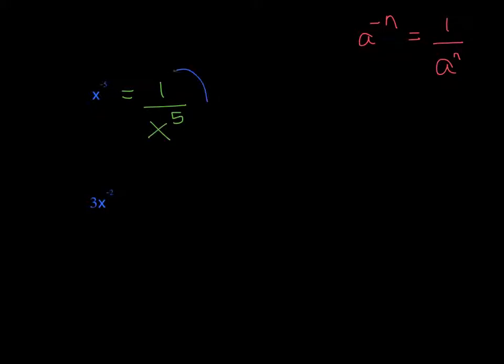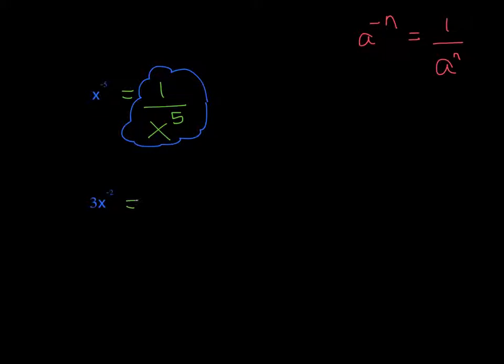Now, a lot of times students get confused and think, well, what happened to the negative? Well, the negative is just telling you to move x to the 5th into the denominator. Once you perform the operation, the exponent is no longer negative, it becomes positive. So 1 over x to the 5th would be the simplified version of x to the negative 5. Those are actually equal. Okay? So let's go ahead and look at this second example.